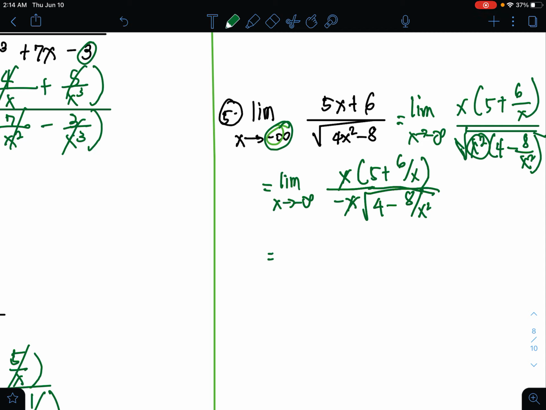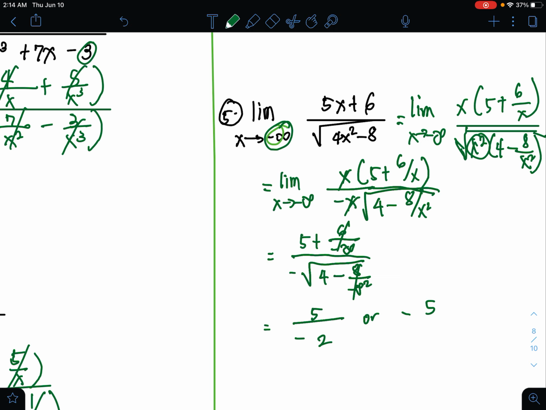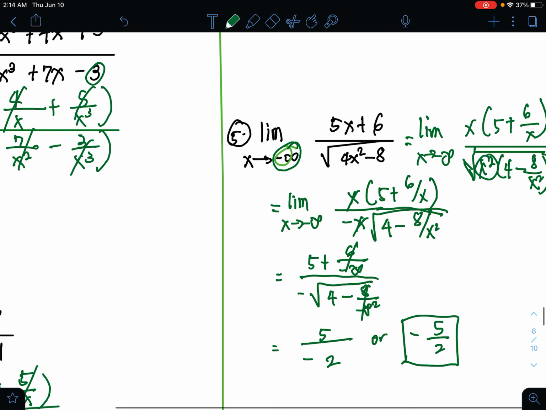So, as x approaches negative infinity, all over negative times square root of 4 minus, okay, so mawala ang mabilin 5 over negative square root of 4, which is 2, or we can say that our final answer is negative 5 over 2. That is our final answer.